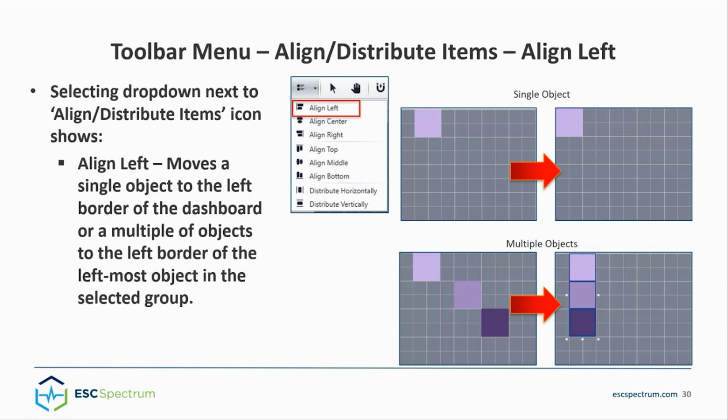Next to that, we have the alignment and distribution tools. So the first one is align left. And this will do, if you have a single item selected, it will align it to the left of the dashboard.